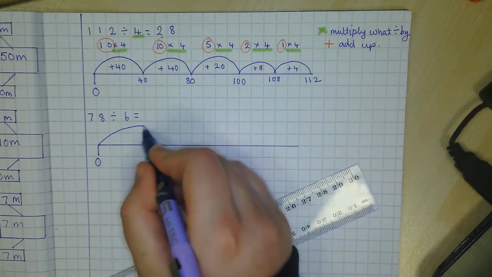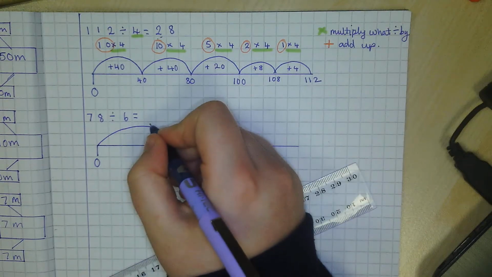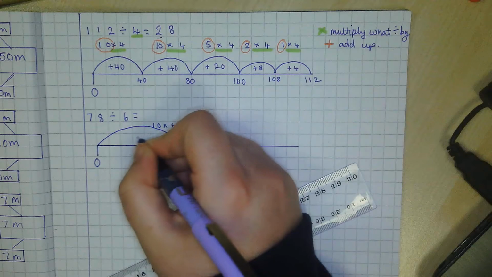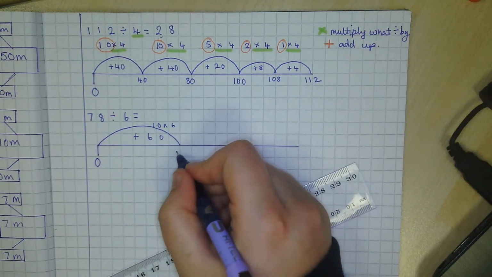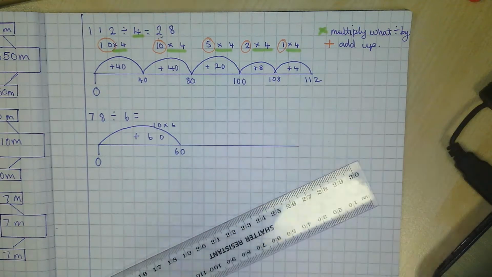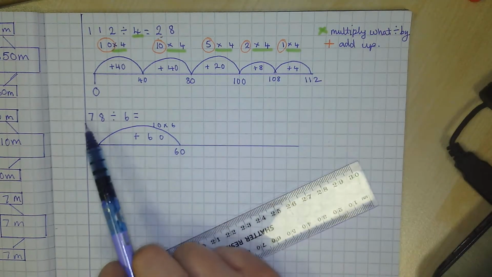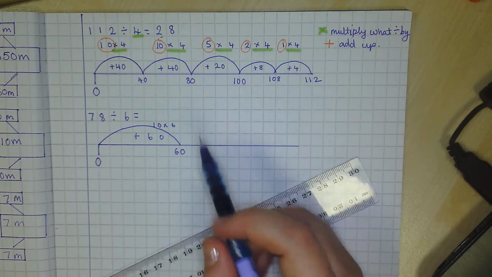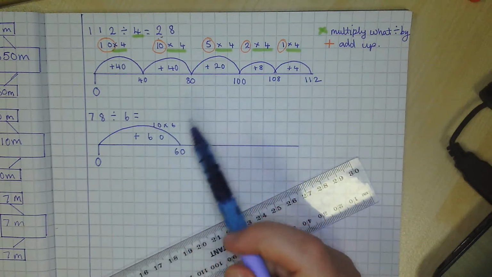So I'm going to do a big chunk. I've not left myself enough room there, but I can do 10 multiplied by 6. That is plus 60. So I land on 60. So now I know I've got 60. The difference between 60 and 78 is 18. So maybe I don't want to do the jumps of 6 to 18 just yet.